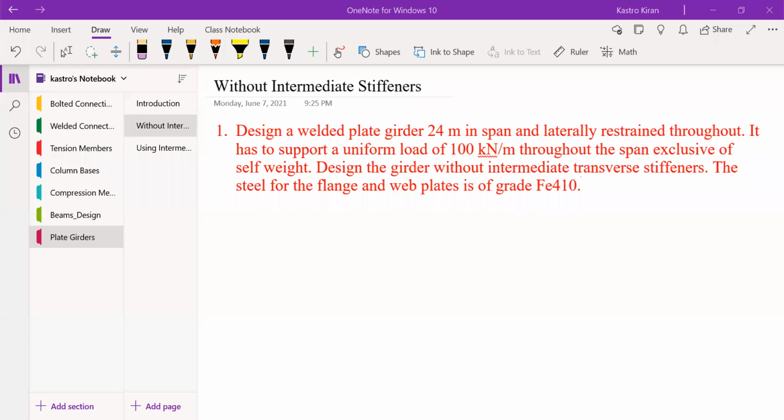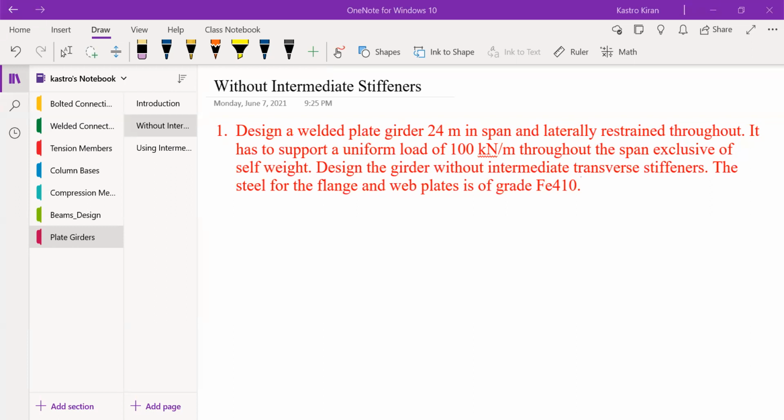So in our case, we'll be talking about how to design a plate girder without using intermediate transverse stiffeners. That means you have to use the end bearing stiffeners. They have just said you should not use the intermediate transverse stiffeners, but you must use the end bearing stiffeners. This is not specified in the question, but even though it is not specified, you must use the end bearing stiffeners. Anyways, let's look at the problem.